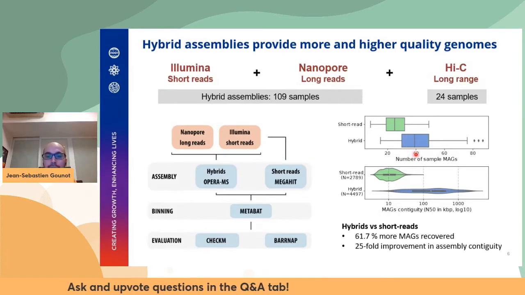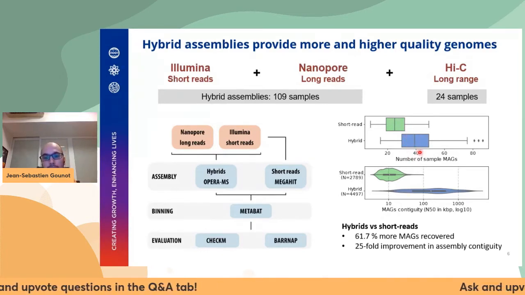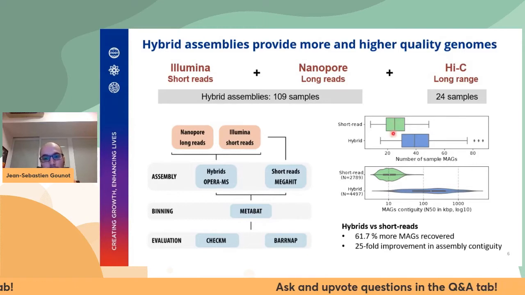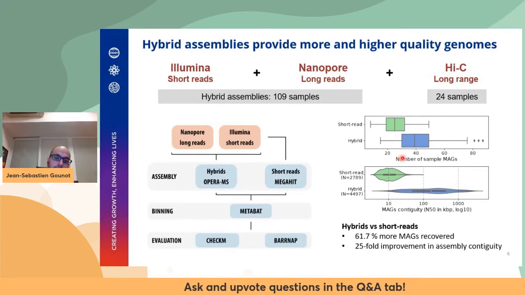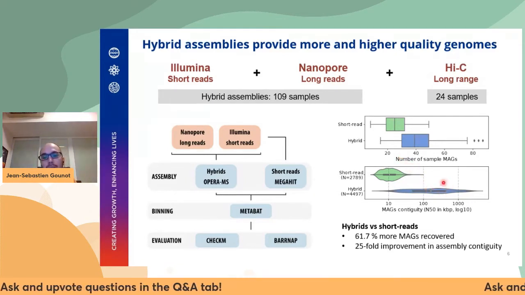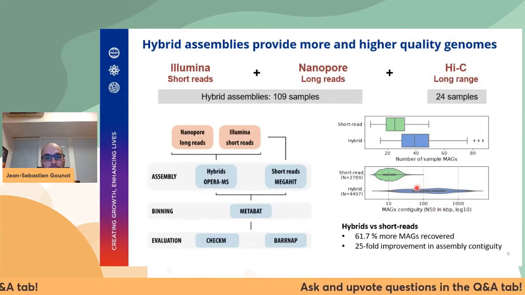So you have a bit less than on average 40 MAGs per sample using hybrids, while for short reads it's around 25 MAGs per sample. But it's not only the number of MAGs per sample which is improved, but also the contiguity. So you can see when you look at the N50 on average, it's much higher using hybrids compared to short reads.